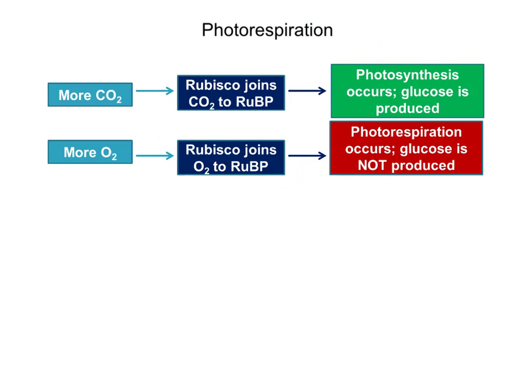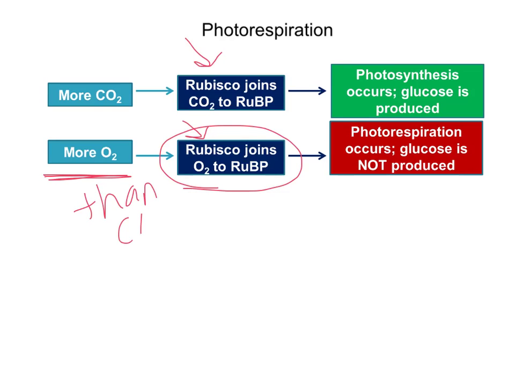So photorespiration occurs, like I said, when there's a high concentration of oxygen. So you've got your enzyme rubisco here, that can join the CO2 to the RuBP. But if you'll notice here, rubisco can also join oxygen to RuBP. So when there's a high concentration of oxygen, it will join that to the RuBP. So if the oxygen concentration is higher than the CO2 concentration, photorespiration will happen. And if photorespiration is happening, glucose is not being made. You are not able to do photosynthesis.